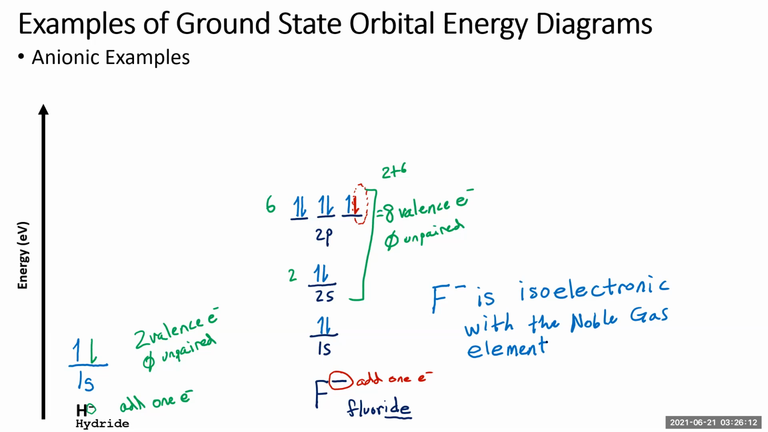Fluoride, not fluorine, but fluoride with that extra electron, its electron configuration or its orbital energy diagram is exactly the same as the noble gas element neon. Neon. If we were to draw the orbital energy diagram for neon, it would be indistinguishable from fluoride. Neon equals fluoride. They are isoelectronic. They have the iso, same electronic structure. Neon equals fluoride.